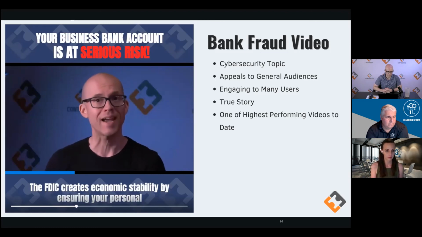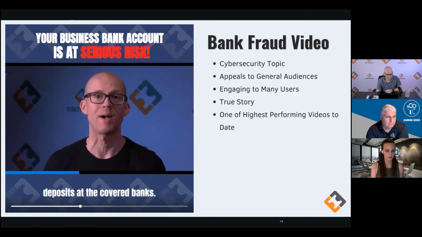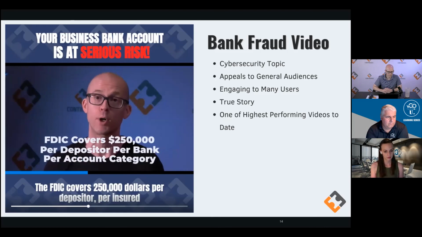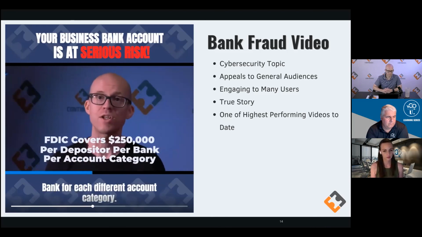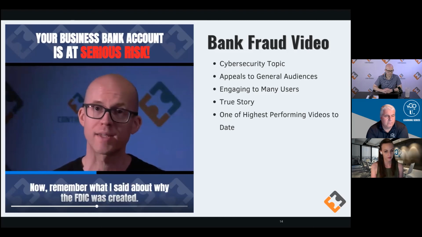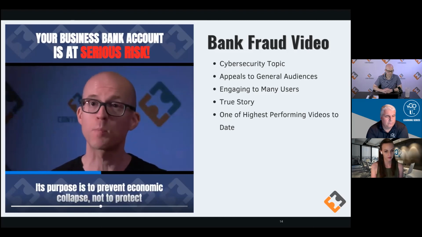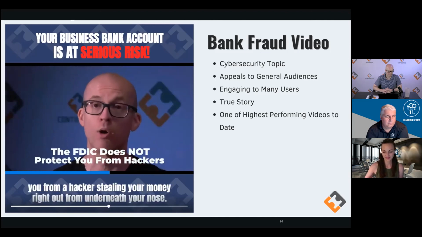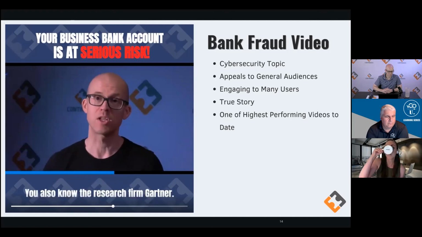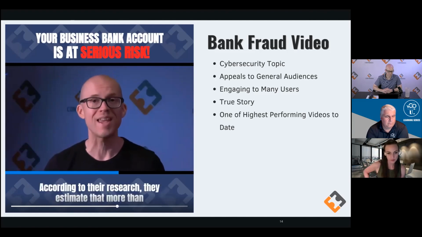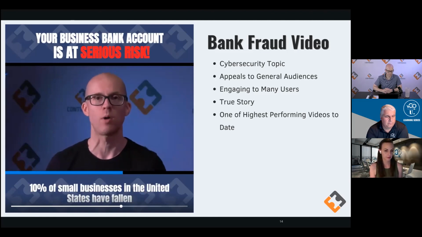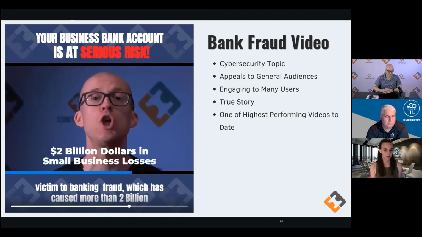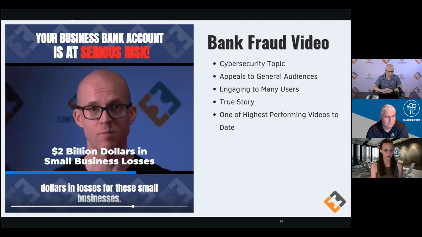The FDIC creates economic stability by ensuring your personal deposits at the covered banks. The FDIC covers $250,000 per depositor, per insured bank for each different account category. Now remember what I said about why the FDIC was created. Its purpose is to prevent economic collapse, not to protect you from a hacker stealing your money right out from underneath your nose. You also know the research firm Gartner. According to their research, they estimate that more than 10% of small businesses in the United States have fallen victim to banking fraud, which has caused more than $2 billion in losses for these small businesses.